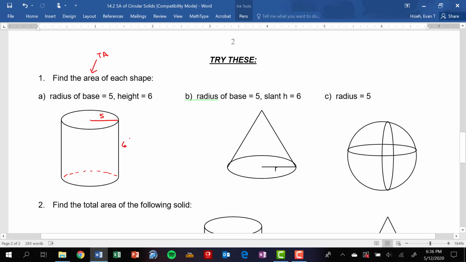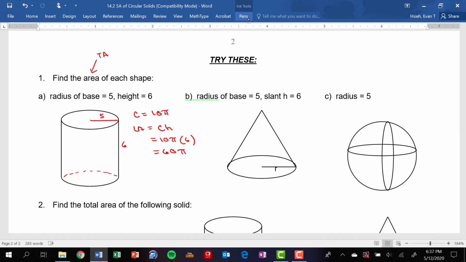And so first thing we need here is to find the lateral area. We need the circumference for the lateral area. So the circumference in this case is going to be 2 pi r, or just 10 pi. And the lateral area is going to be equal to the circumference times the height, or 10 pi times the height, which is 6, or 60 pi. That gives us the lateral area.